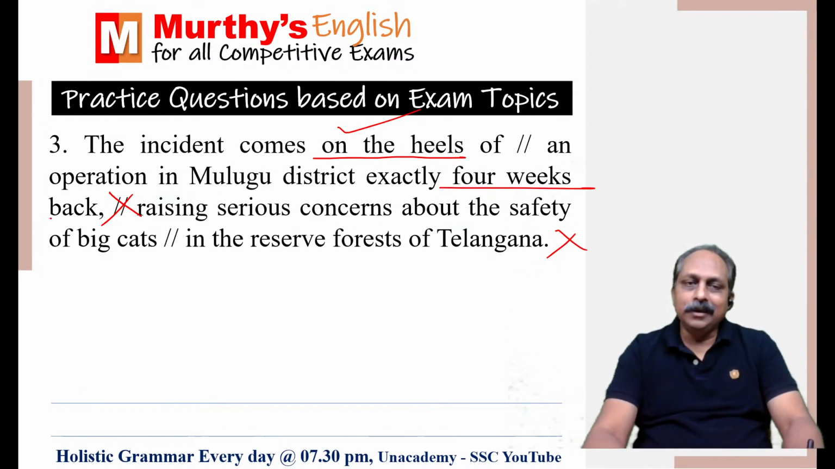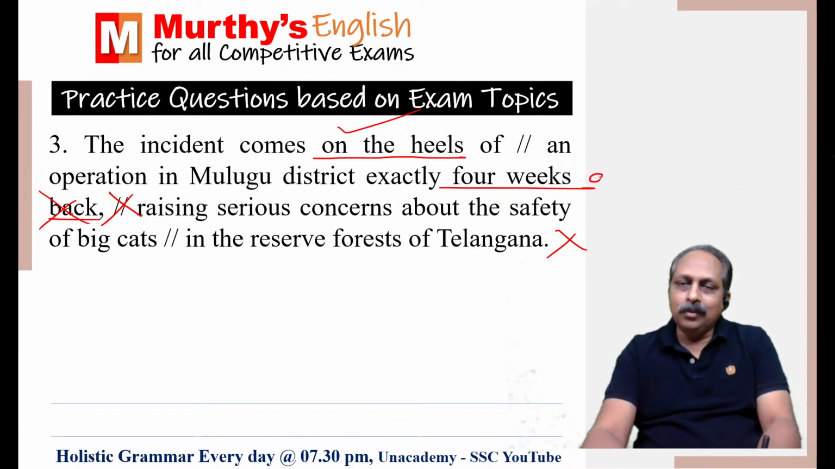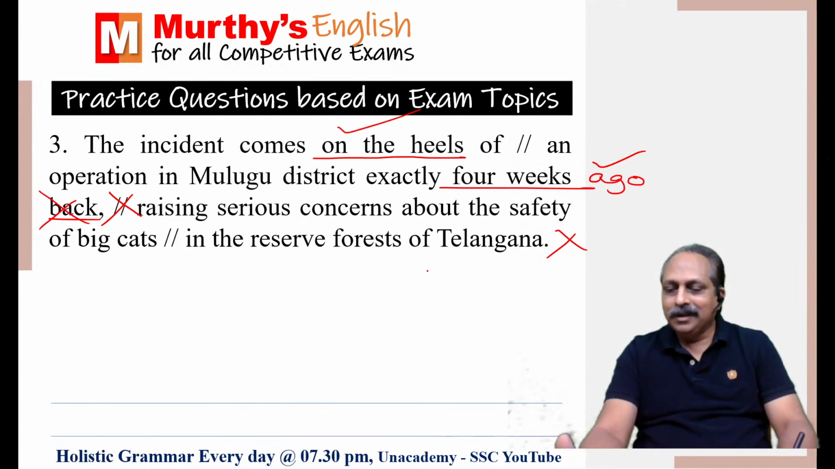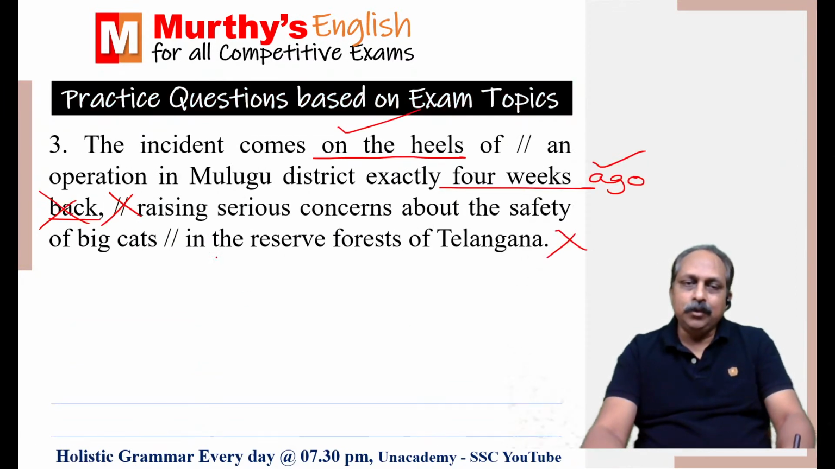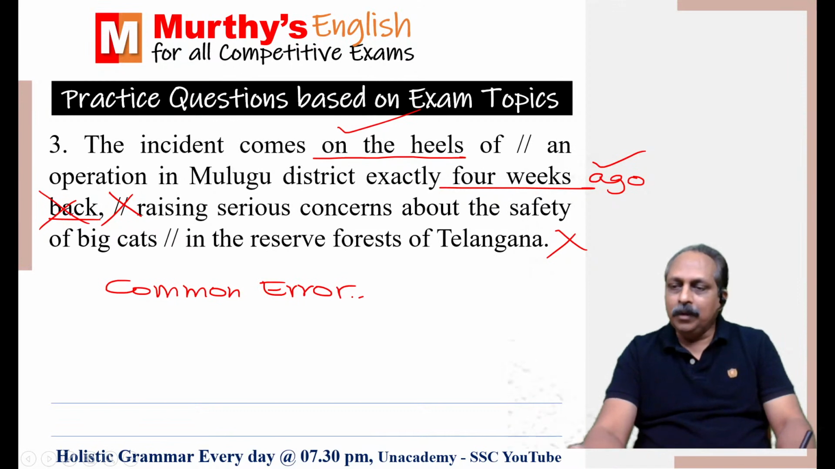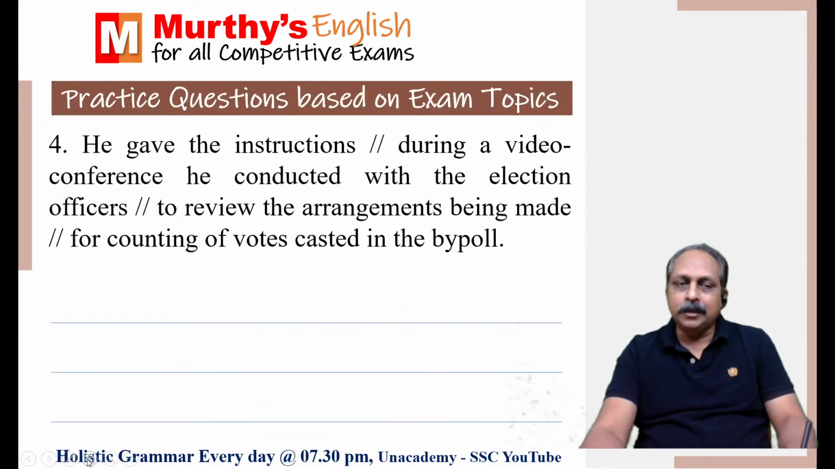4 weeks back. You cannot use the word back here. 4 weeks ago. You have to say 4 weeks ago, not back. That's a common error. I appreciate Kiran Kumar, not easy. And what is this based on? Common error. Please make a note. People say 2 days back, 1 month back, not correct. 1 month ago and 4 weeks ago. That is the right, correct expression.